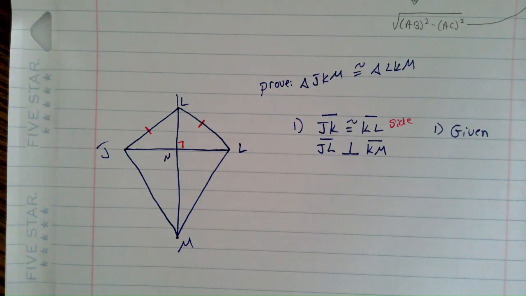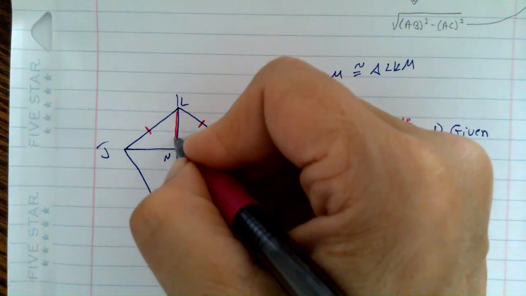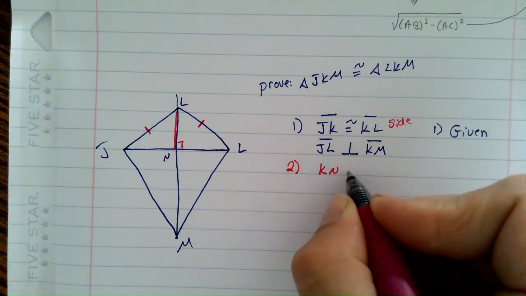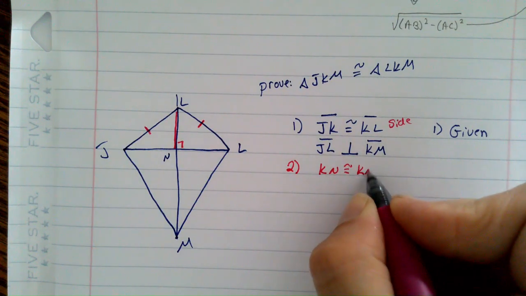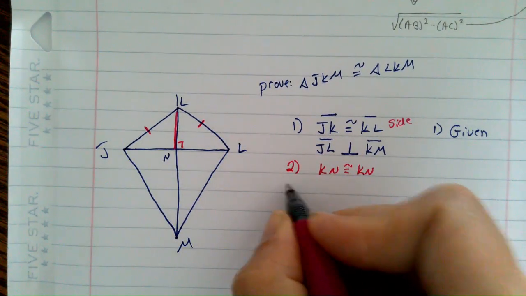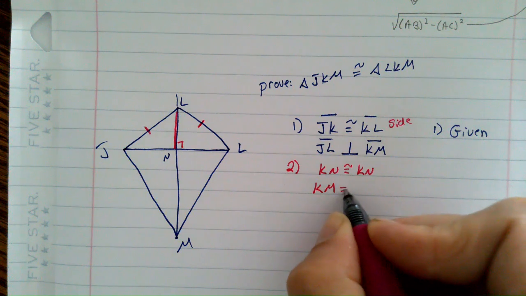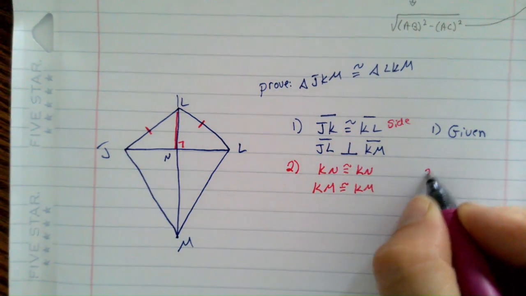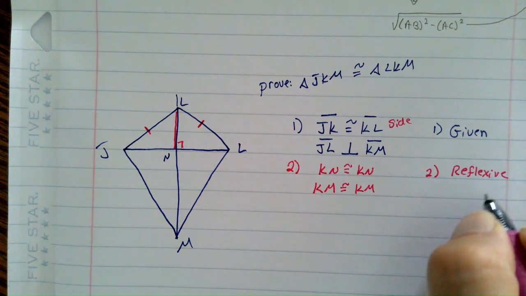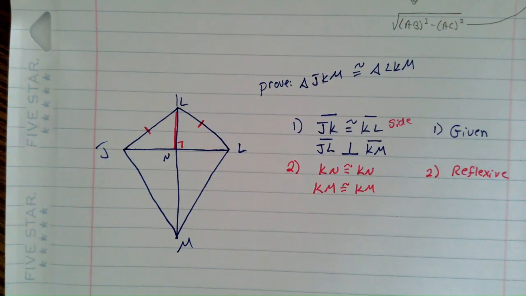I do notice that the two little triangles share side KN. So I can say KN is congruent to KN. I also notice that the big triangle shared side K to M. So I'm also going to write that down. The reflexive property, right? Anytime it helps to have something equal to itself or congruent to itself, you can always write that down. But I need a third side to be able to justify this, or I need an angle to be able to justify this.